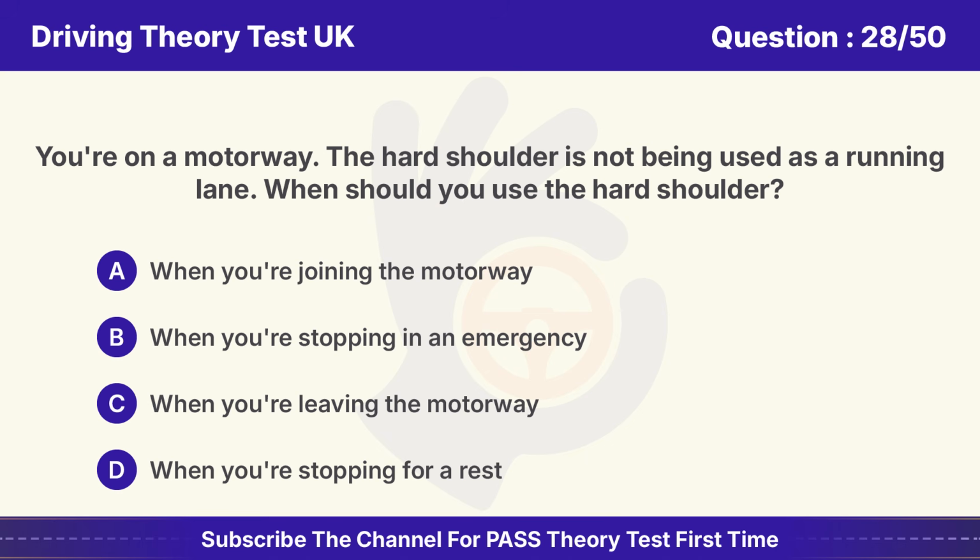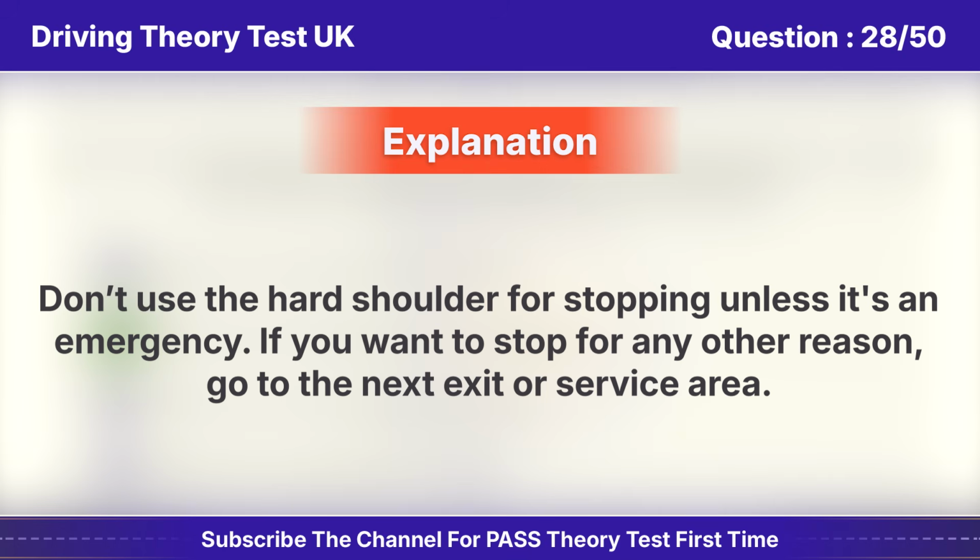Question 28. You're on a motorway. The hard shoulder is not being used as a running lane. When should you use the hard shoulder? Answer is B. When you're stopping in an emergency. Don't use the hard shoulder for stopping unless it's an emergency. If you want to stop for any other reason, go to the next exit or service area.